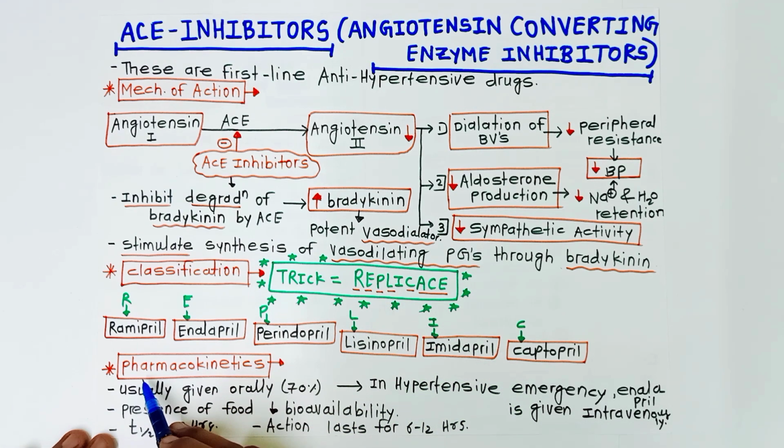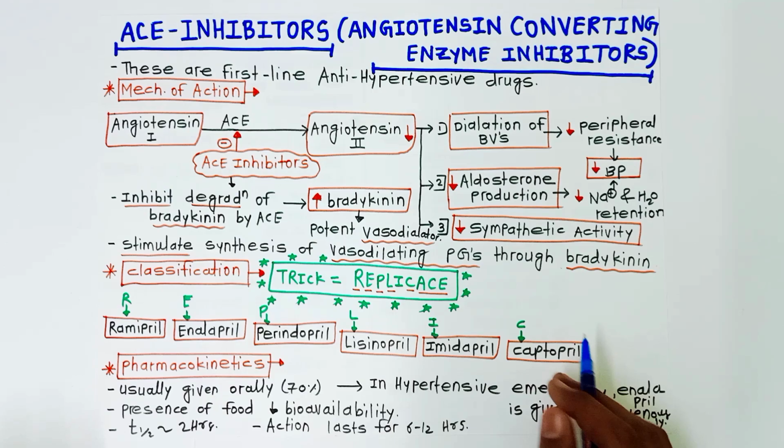The next point is pharmacokinetics. So ACE inhibitors are usually given orally. 70% of the drug is absorbed orally, and in hypertensive emergency condition, enalapril is given intravenously also. Okay, and presence of food decreases bioavailability of ACE inhibitors. Half-life is around 2 hours, but the action lasts for 6 to 12 hours.